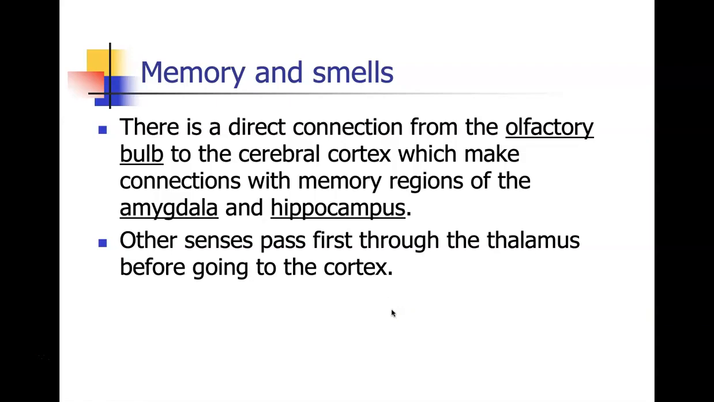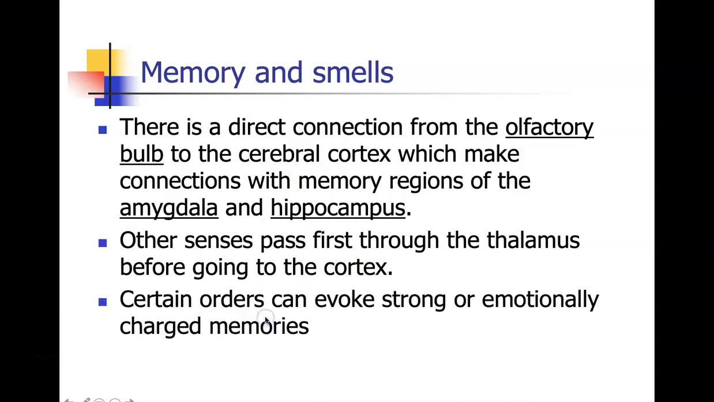All the other senses pass first through something called the thalamus before going to the cortex. Okay, so for smell, we get a direct connection to the cerebral cortex from the olfactory bulb. Other senses synapse through the thalamus first before going to the cortex. So what we get is that certain odors can evoke really strong or emotionally charged memories. So certain smells can make us evoke really strong or emotional memories.